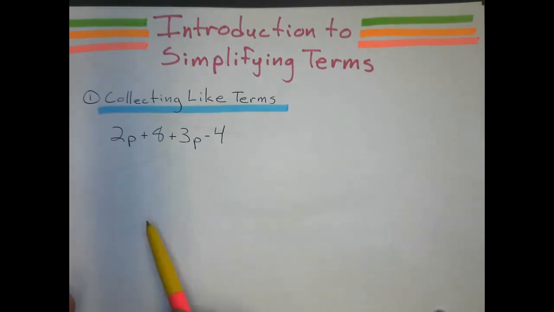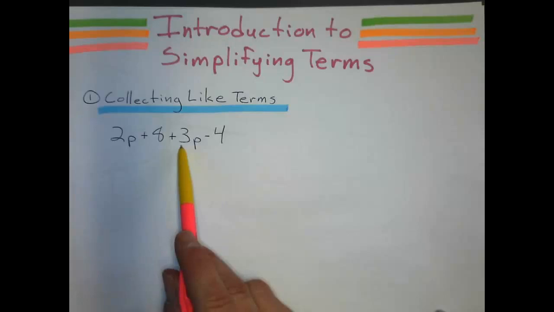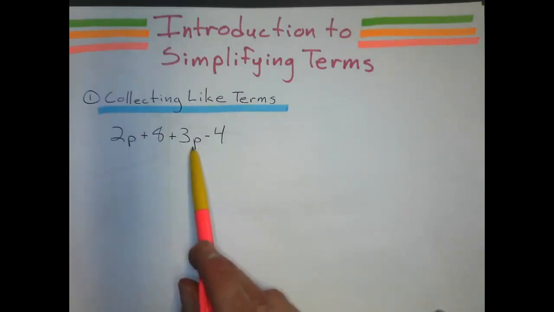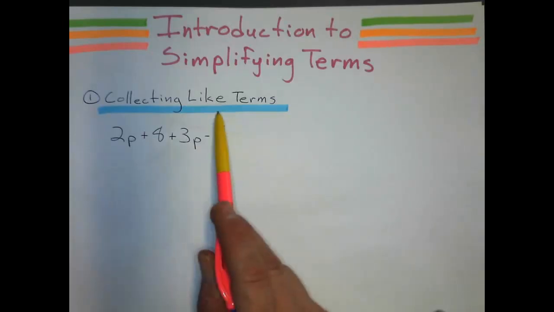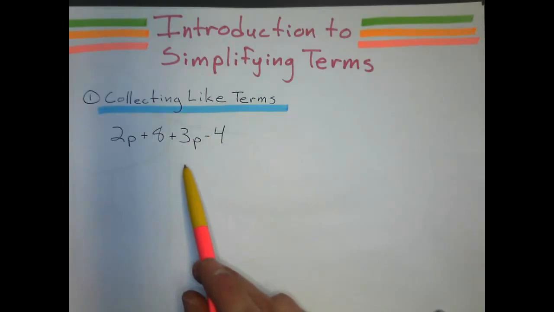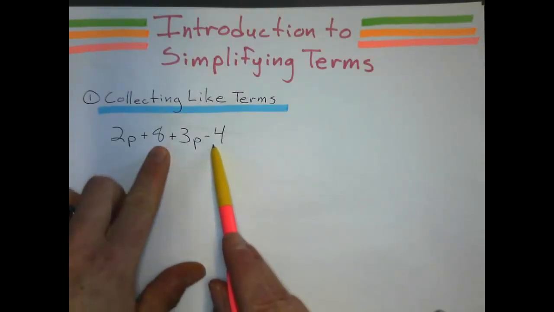Okay, so first up we start with an expression. This expression, 2p plus 8 plus 3p minus 4, has 4 terms. It's composed of 4 different terms, and not all of these terms we can combine. Now, what makes a like term is when the letter parts of the term are exactly the same. By letter, I mean the variable. If they don't have a variable, like this minus 4 and this positive 8, we can combine those as well, because those are just numbers.